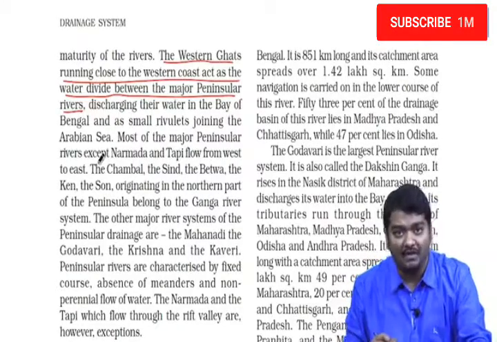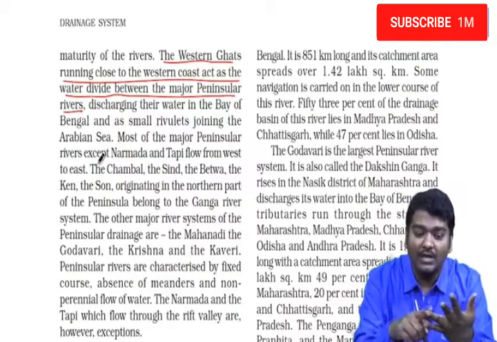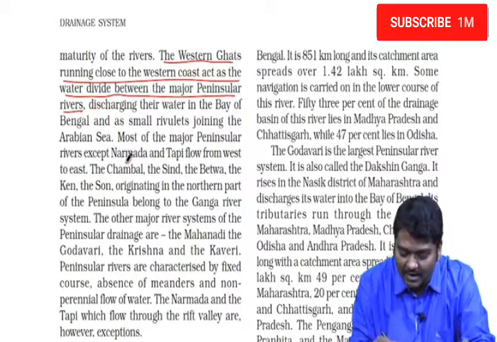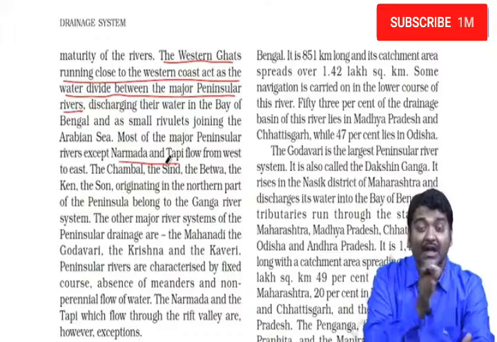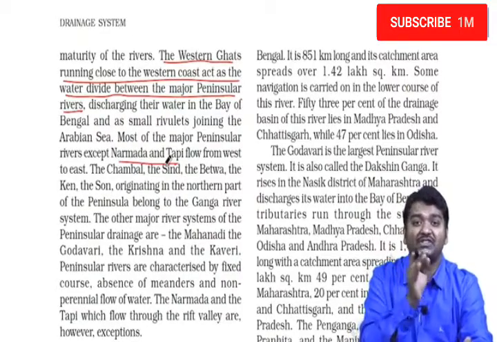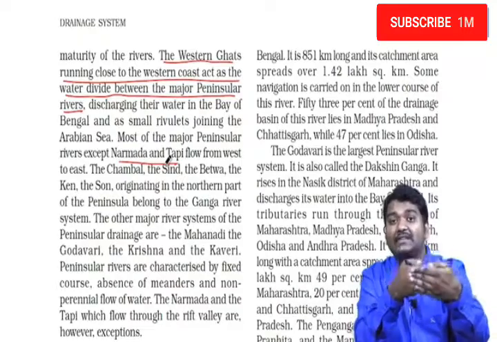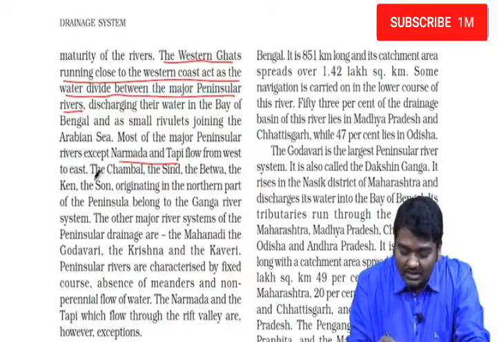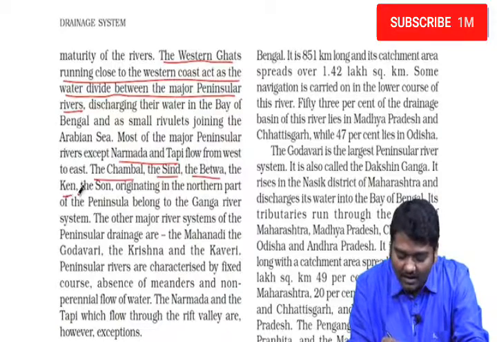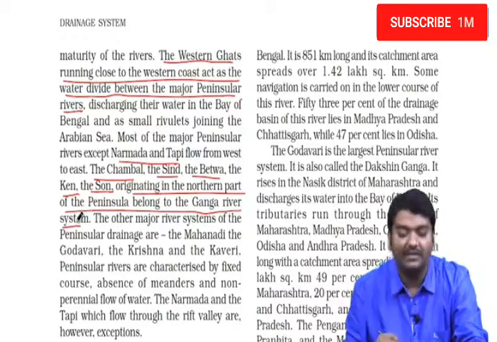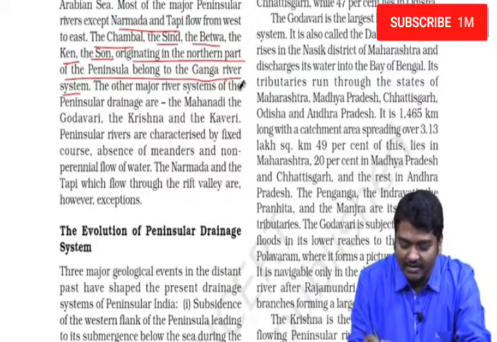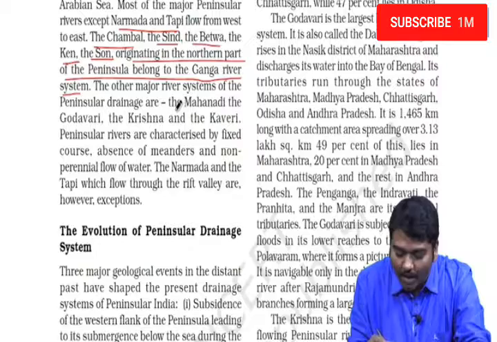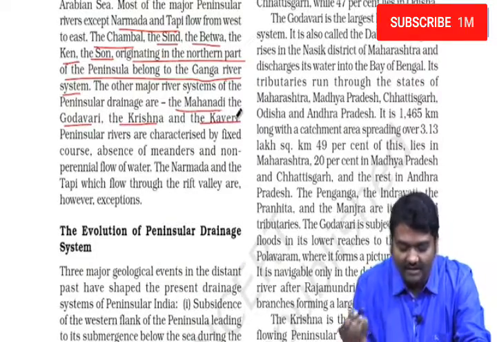Most of the major peninsular rivers, that is Mahanadi, Godavari, Krishna, Kaveri, apart from Narmada and Tapi, flow from west to east. Narmada and Tapi move from east to west, and one of the main reasons is that they are present inside a rift valley. The Chambal, Sindh, Betwa, Ken, Son originating in the northern part of the peninsula belong to the Ganga river system. Very, very important for us to remember this. The other major river systems of the peninsular drainage are Mahanadi, Godavari, Krishna, Kaveri, which you already know.